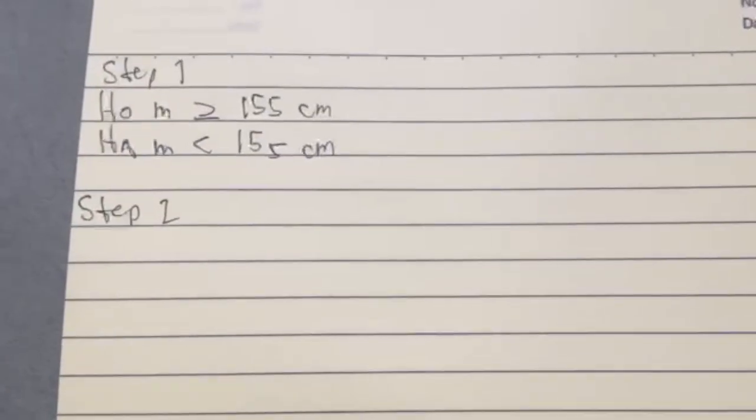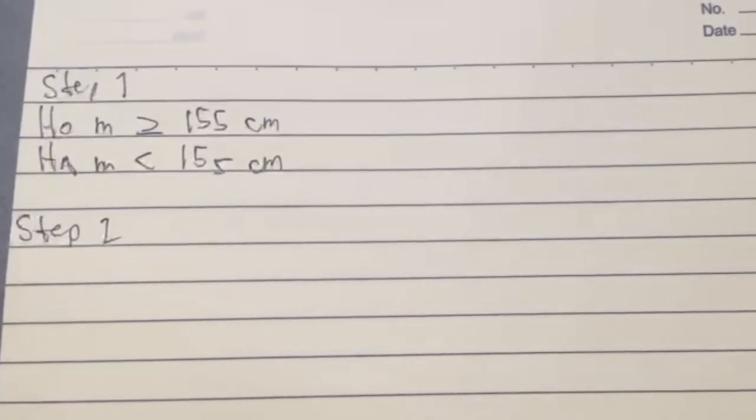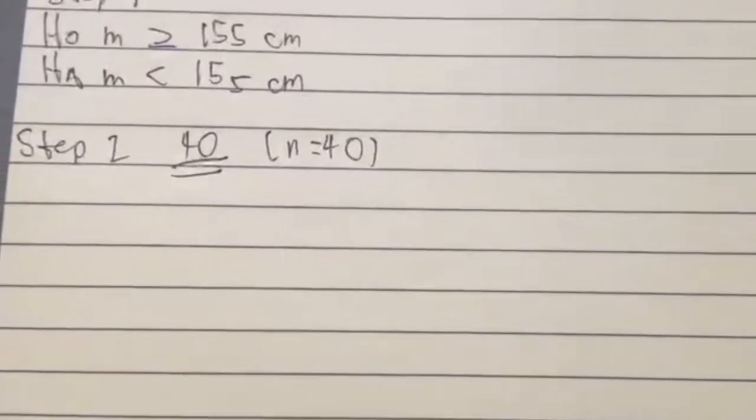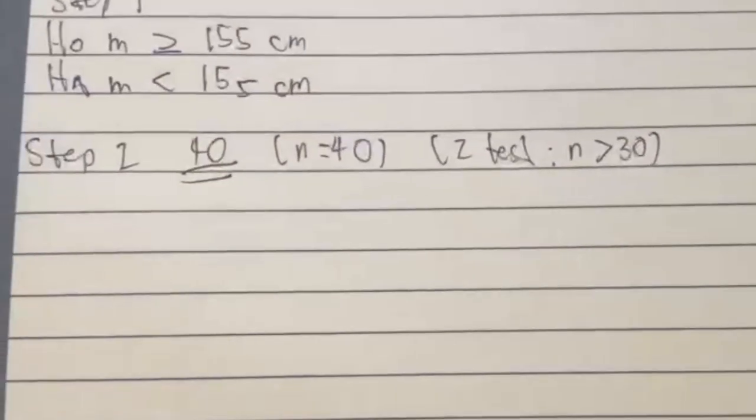Step 2. Select the distribution. To select the distribution, we always need to check the sample size, as the distribution to be used depends on the sample size. In this example, we have 40 as the sample size. So the distribution we will be using is the 1 sample z-test, since n is greater than 30.